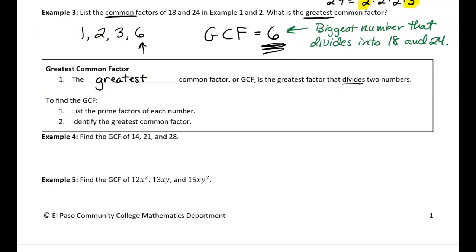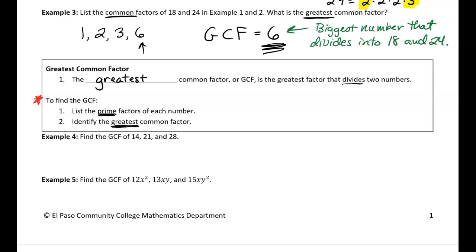Let's maybe formulate a little plan here. We're going to say to find the GCF of any type of expression or number, we're going to list the prime factors. So we're going to look at the prime factors of each of the values within our expression. And from that prime factorization, we're going to look for the greatest. What numbers do they have in common? That's going to give us the biggest factor overall.